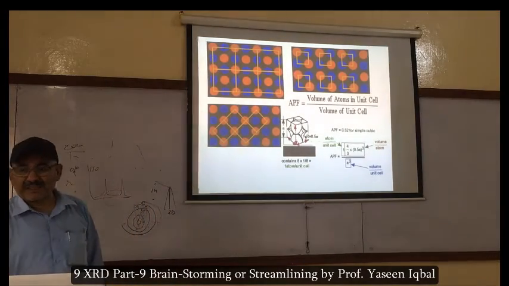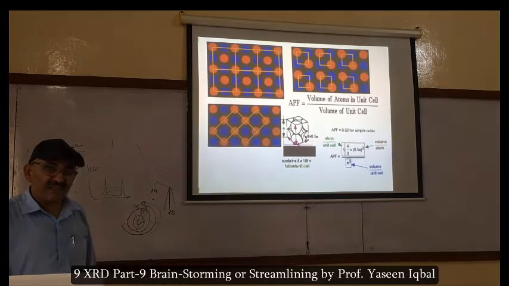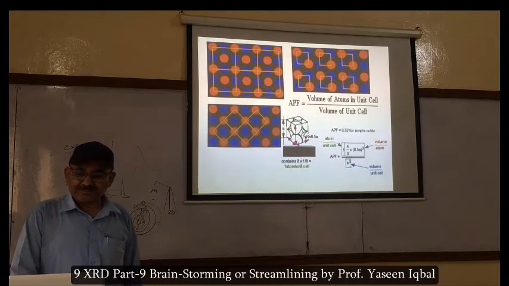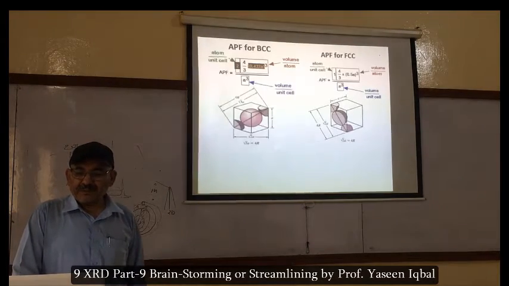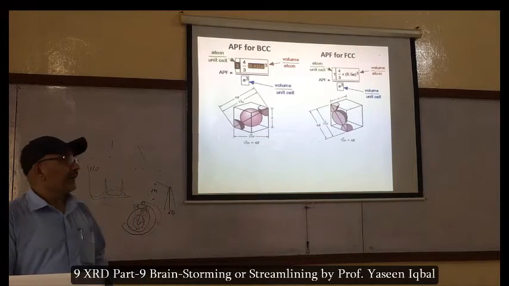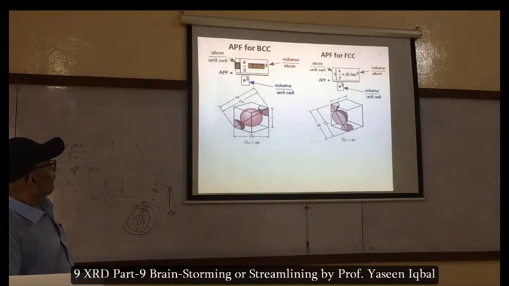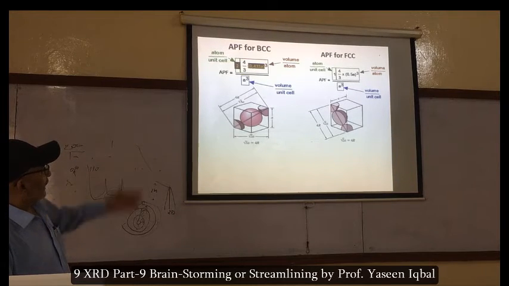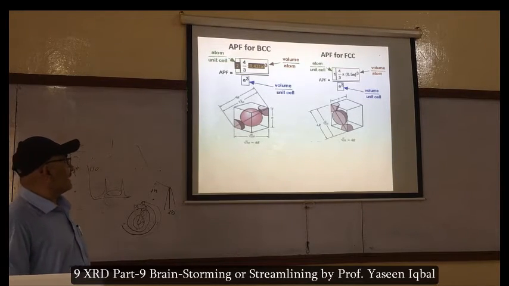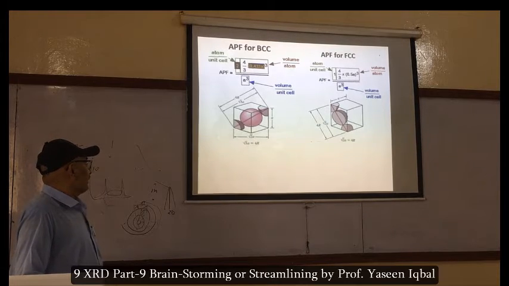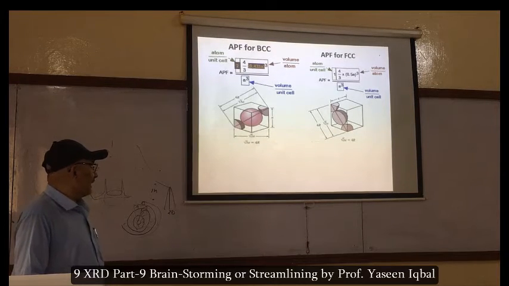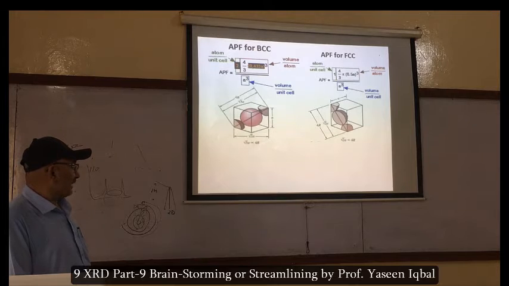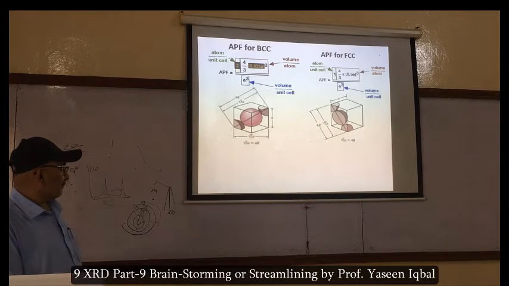The atomic packing fractions for various crystal symmetries. Similarly, atomic packing fraction for BCC is calculated like that, and for FCC it is calculated as 4 times 4/3 pi r cube.